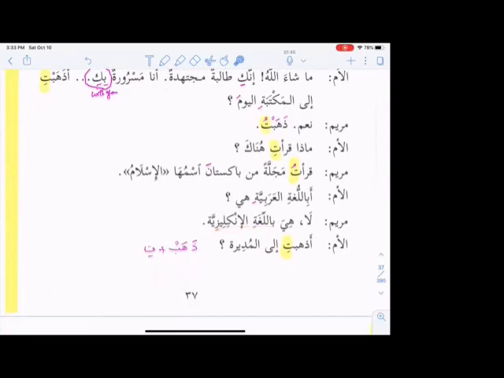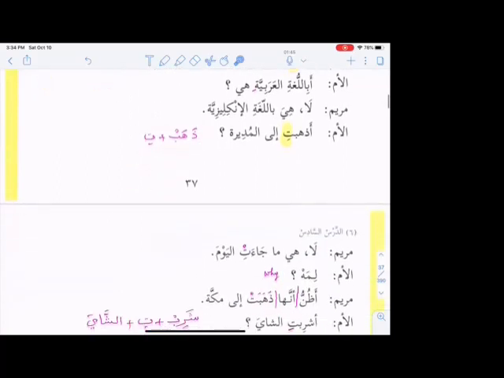Dhahabti means asking a question. Dhahabti, did you go to the headmistress? Dhahaba and ti. This is the way I want you to always think about the verbs in the early stage, my brothers and sisters. La. La means no. Hiya ma ja'at al-yawma. Ma is a negation. She did not come today. Ma ja'at.